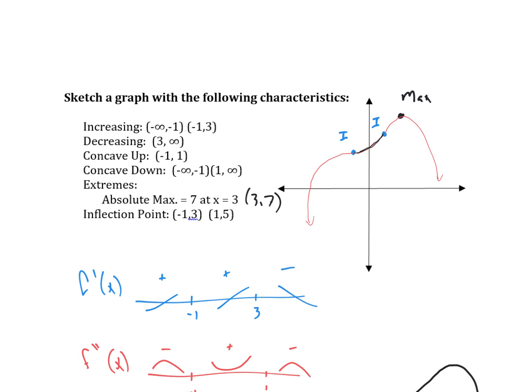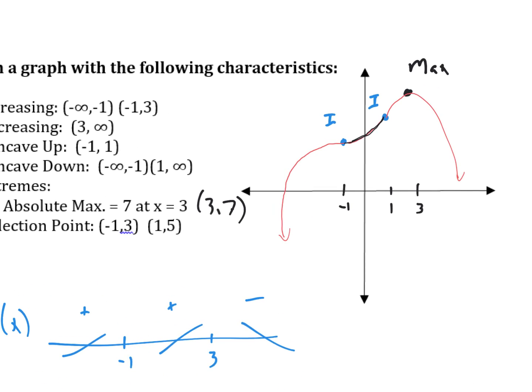Let's just double check to make sure that satisfies all criteria here. We're increasing from -infinity to -1, and then again from -1 to 3. All right, we're decreasing from 3 to infinity, yes. Concave up in this little stretch, good. Concave down here, and then from 1 to infinity, we have our maximum value. I'd say we got it. Nailed it. All right, so that is what that graph might look like.